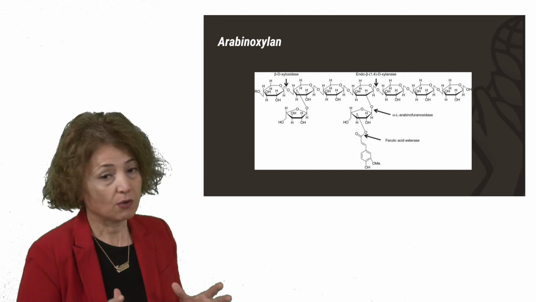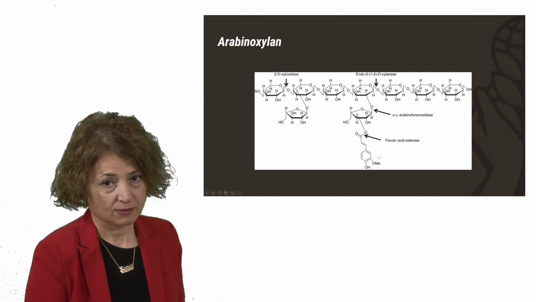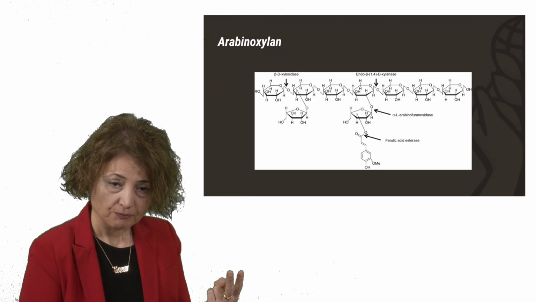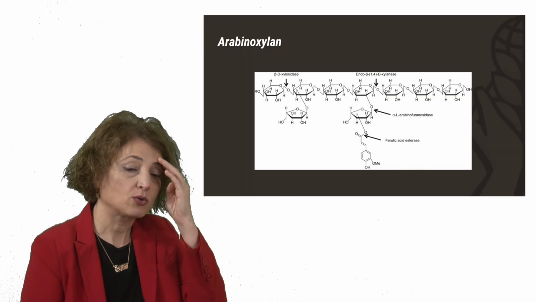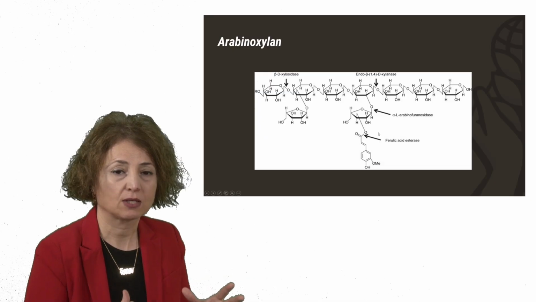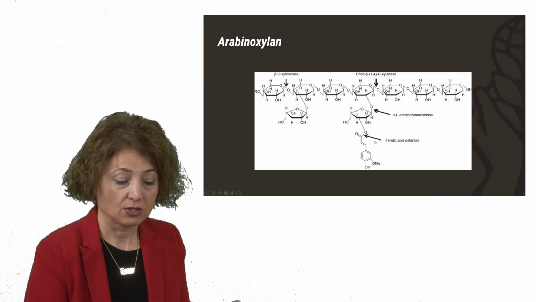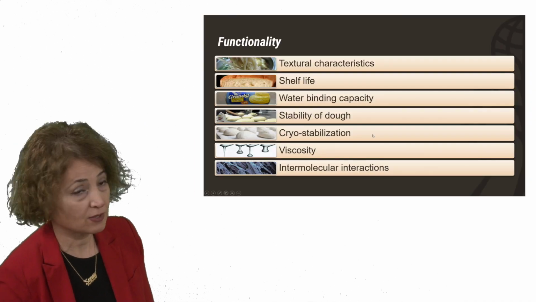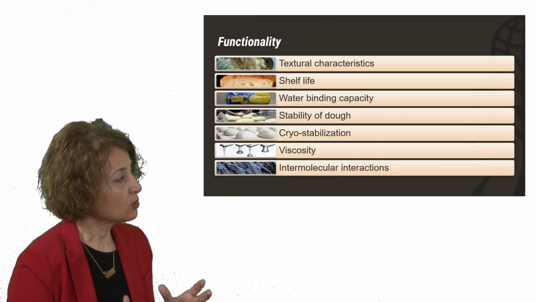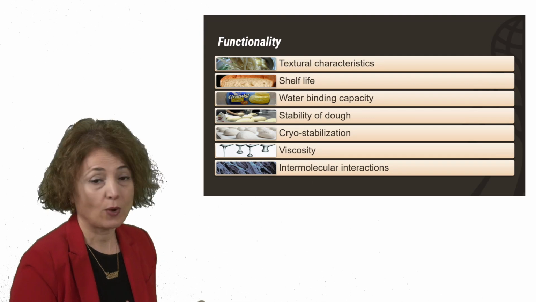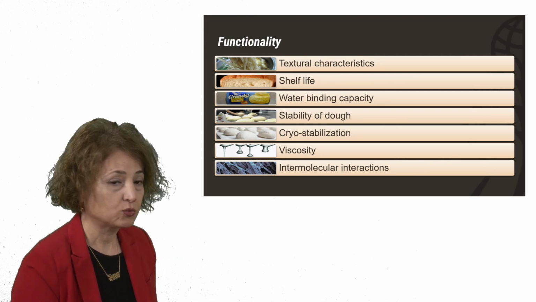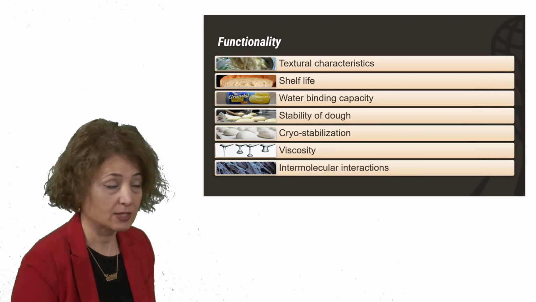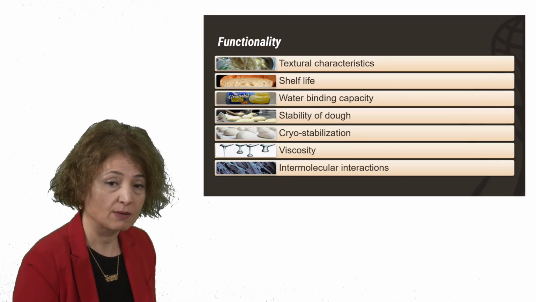So in summary, now you know that arabinoxylans are xylose and arabinose. They could be water soluble, water insoluble, and the solubility is extremely important for the function. They have the cross-linking potential via the ester linkages, ferulic acid linkages. If you look at arabinoxylans, they are important for textural characteristics, shelf life. One unique feature of arabinoxylans is the water holding capacity. They can hold water 10 times their weight. For example, 1 gram of arabinoxylan can hold 10 grams of water.